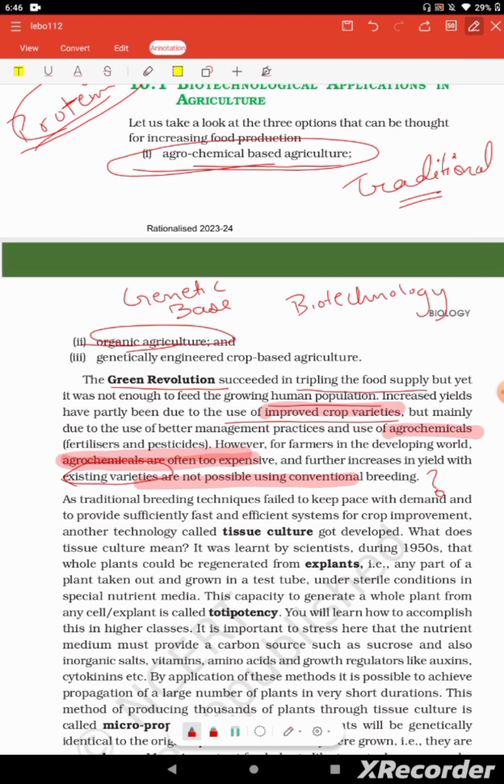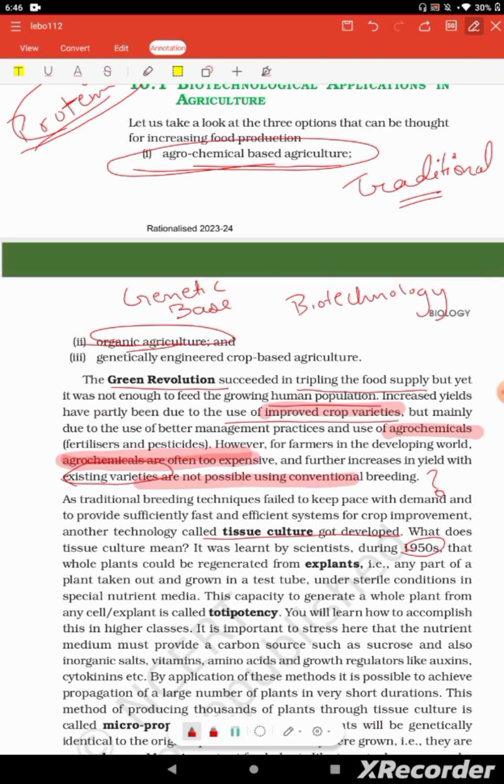So, as traditional breeding techniques failed to keep pace with demand and to provide sufficiently fast and efficient systems for crop improvement, another technology called tissue culture got developed. What does tissue culture mean? It was learned by scientists during the 1950s that a whole plant could be regenerated from the explant, any part of the plant taken out and grown in a test tube under sterile conditions in a special nutrient medium.